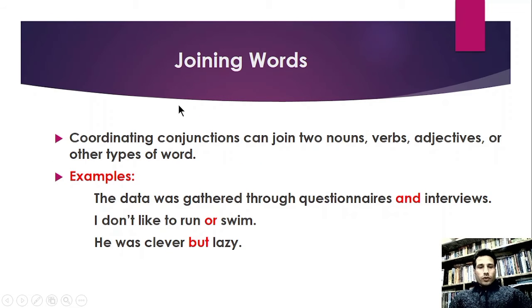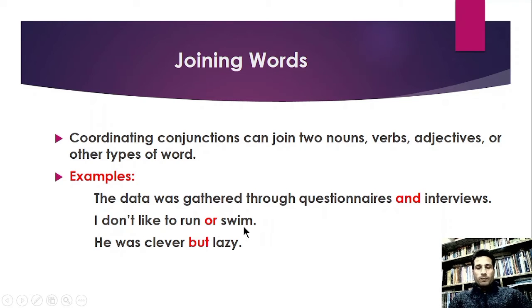Now, how does coordinating conjunction join words? It can join two nouns, two verbs, two adjectives, or some other types of words. For example, the data was gathered through questionnaires and interviews. So questionnaires and interviews, they are both nouns and they are joined with the help of and. I don't like to run or swim.